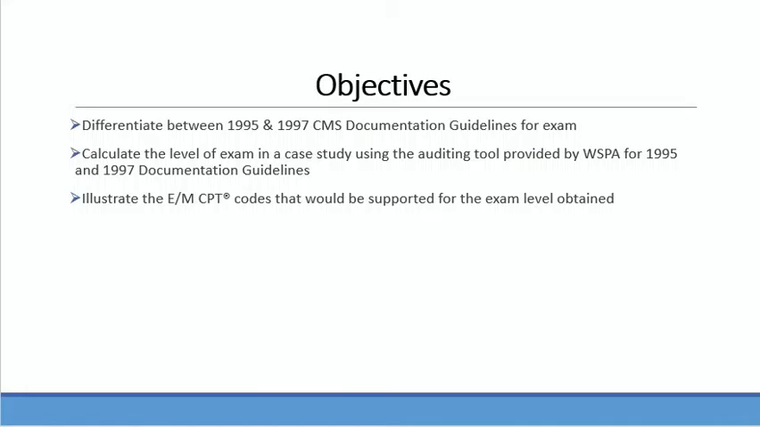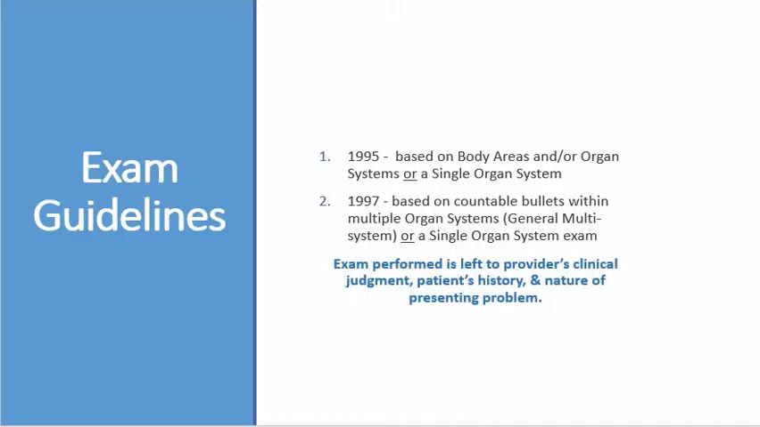Our objectives in this session will be to differentiate between the 1995 and the 1997 CMS documentation guidelines for exam. We will calculate the level of exam in a case study using the auditing tool provided by WSPA for the 95 and the 97 documentation guidelines. We will illustrate the E&M CPT codes that would be supported for the E&M level that we obtain in our case study.